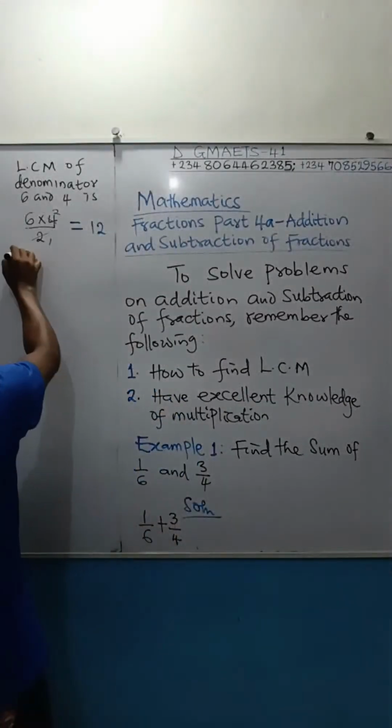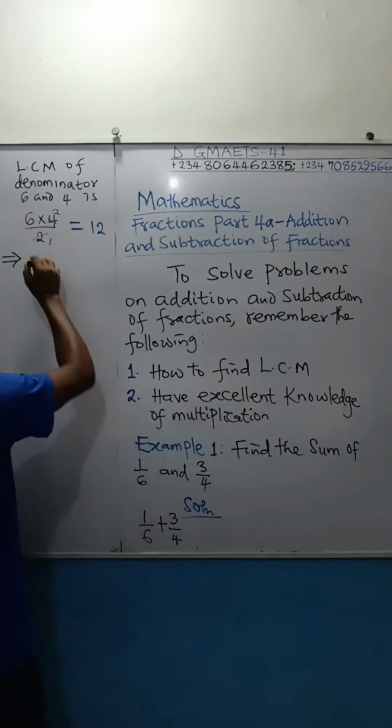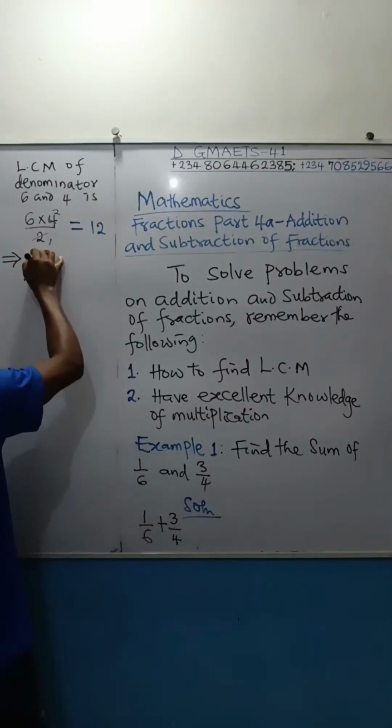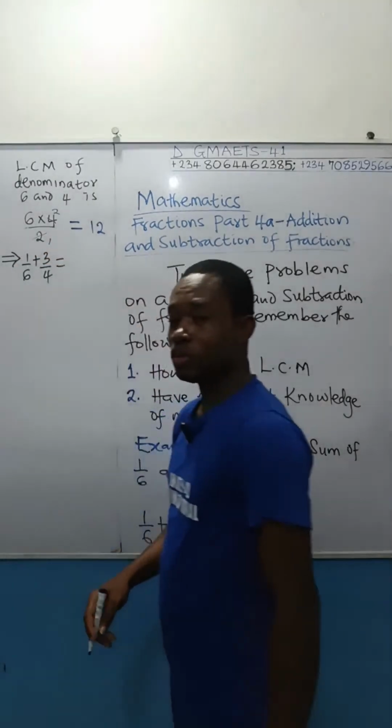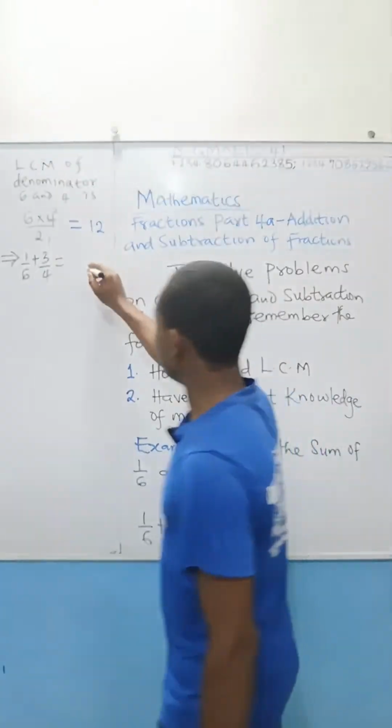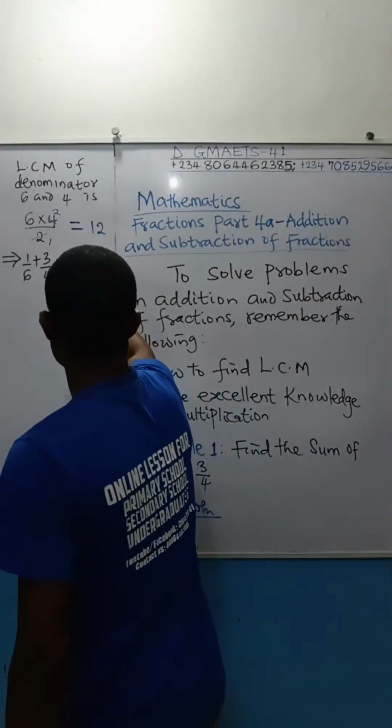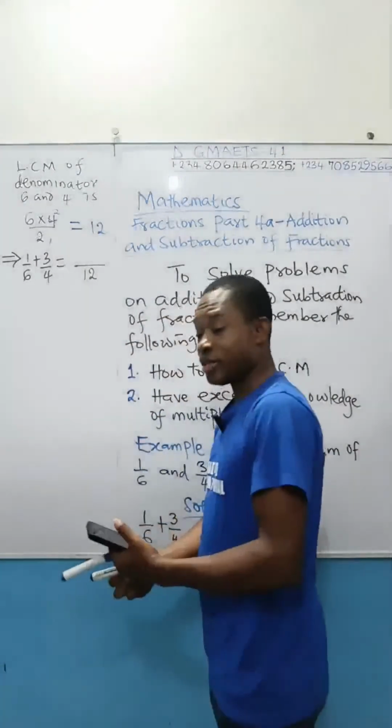Therefore, we can solve this question. It means that 1 over 6 plus 3 over 4 will now be equal to that LCM, which is 12. You write it this way.